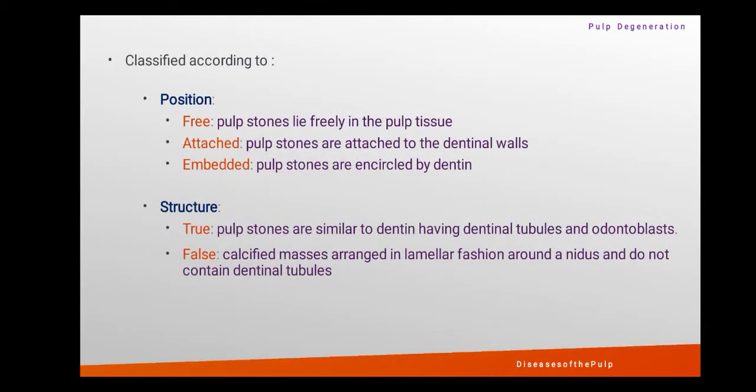So it may be classified according to the position of the free denticle. It is free if the pulp stone lies freely in the pulp chamber, as in the previous diagram; attached if it is attached to the dentine walls; embedded if it is completely encircled by the dentine. And depending on the histological picture, it may be true denticles or false denticles.